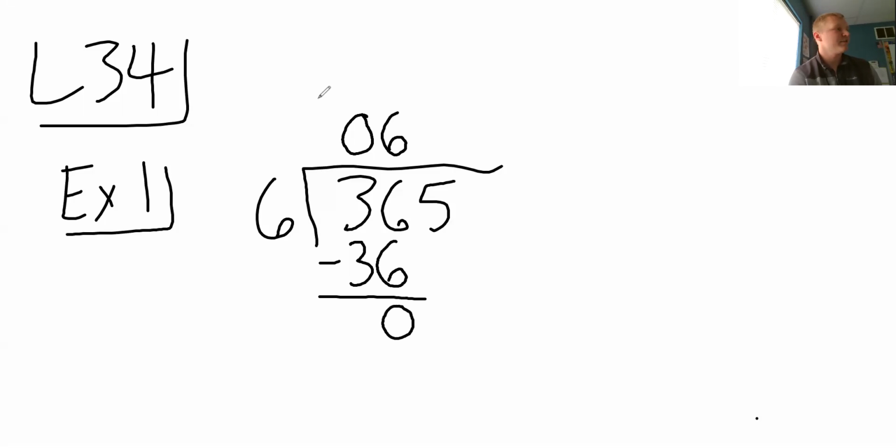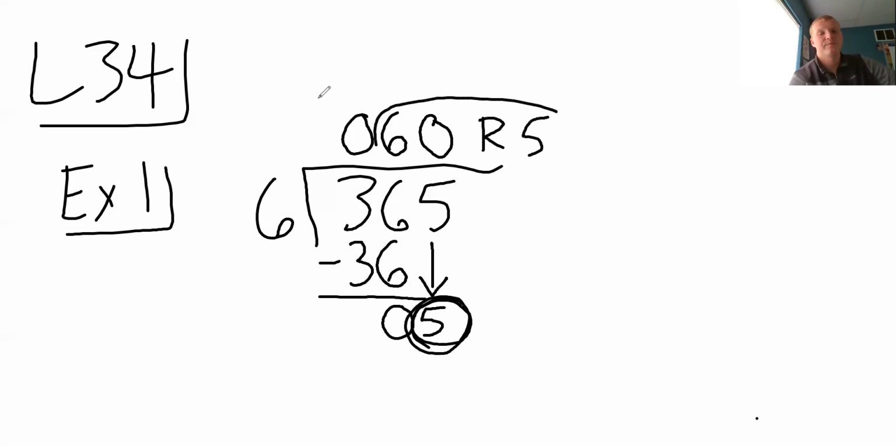And what's my next step in division here, Ian? What do I need to do with this 5? Bingo. Bring down the 5. Right. Yep. So 60 because 6 doesn't go into 5. And then my remainder is whatever is left right here. So what is left is 5. So I would write 60 with a remainder of 5.